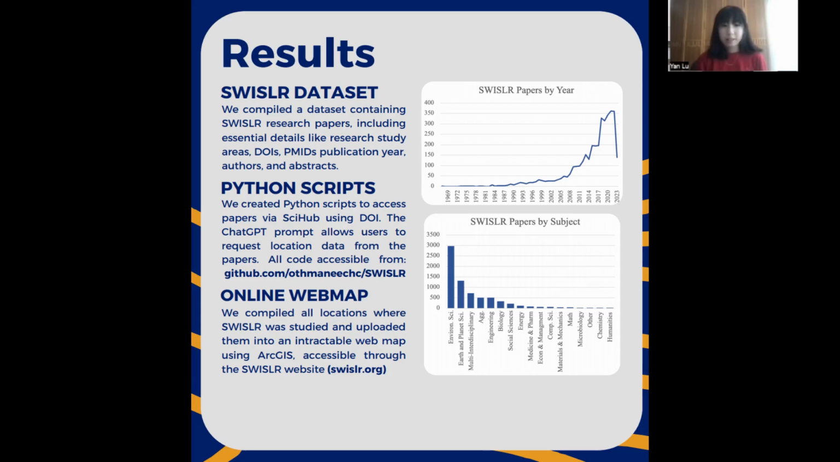To maintain this project, our code is now available on GitHub. And the end of our product is an interactive map. We plan to implement this on a SWISLR website, hoping that it will help more people understand the diversity of SWISLR's consequences and the solutions being developed to combat it.